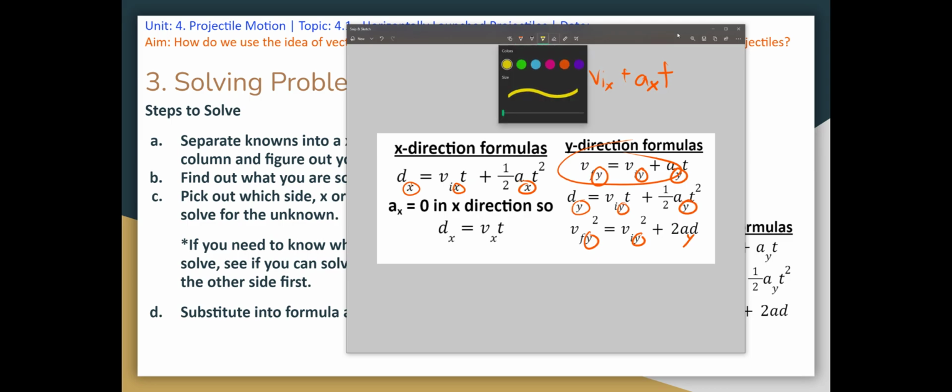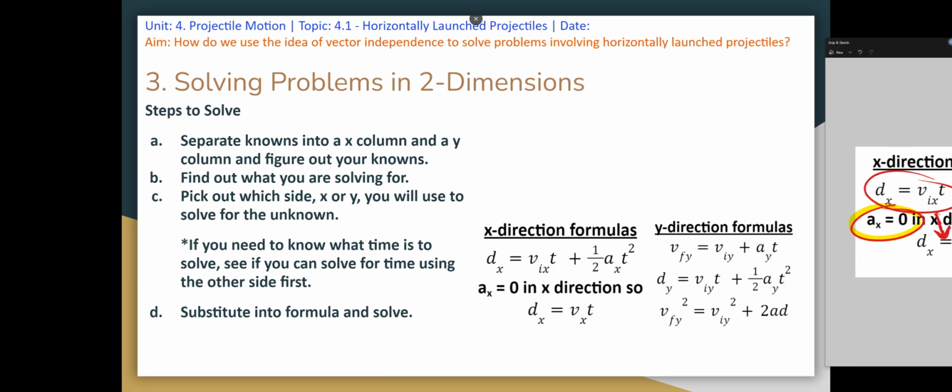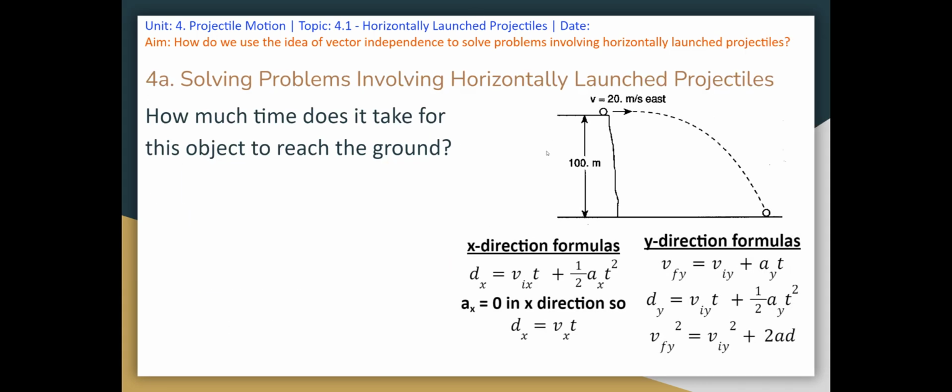Actually, let's analyze the equation on the right-hand side. Because you don't have any acceleration in the x direction, because acceleration due to gravity only acts in the y direction, my entire term here will be 0, because 0 times anything is 0. Which means you're only left with the left-hand part of this equation, which then becomes this equation that you see here. This is the only equation we can use in the x direction for this topic.